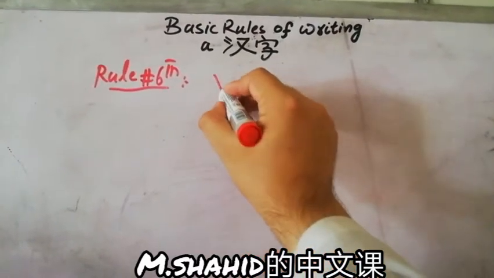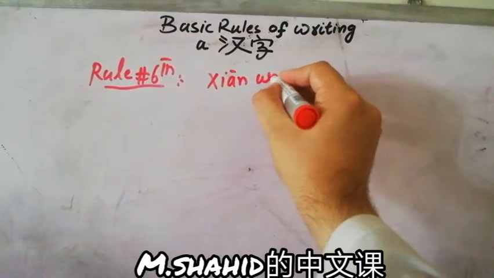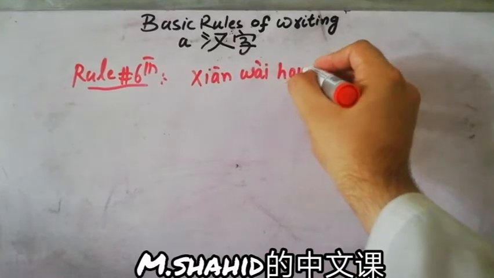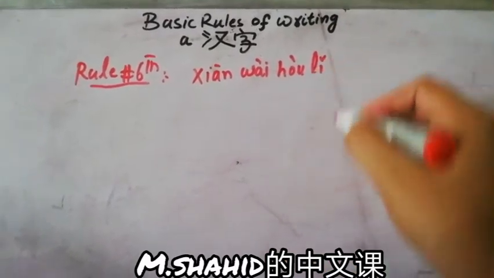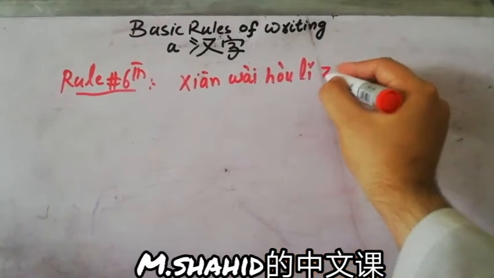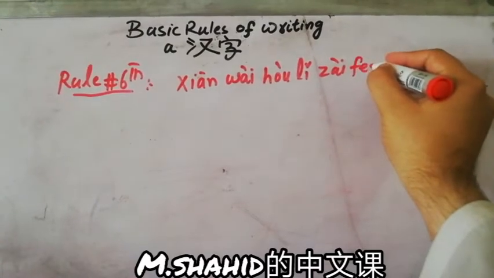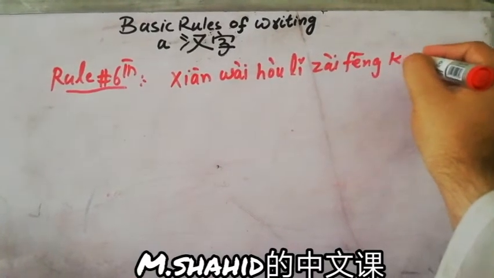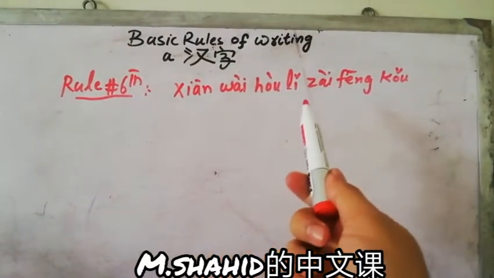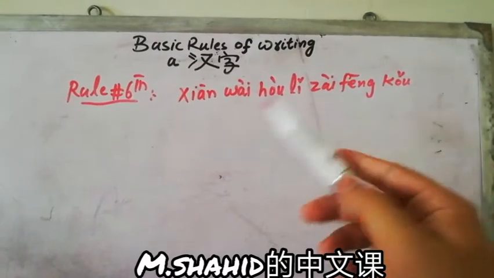It is: xian wai, hou li, zai feng kou. This is the little bit addition. Xian wai, hou li, zai feng kou.